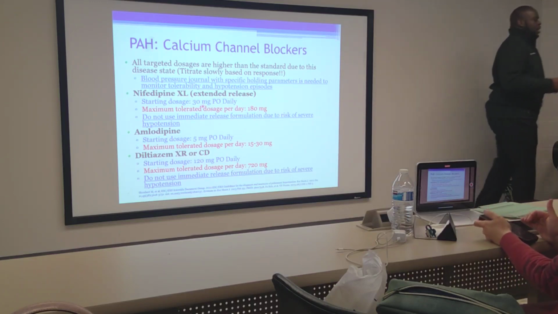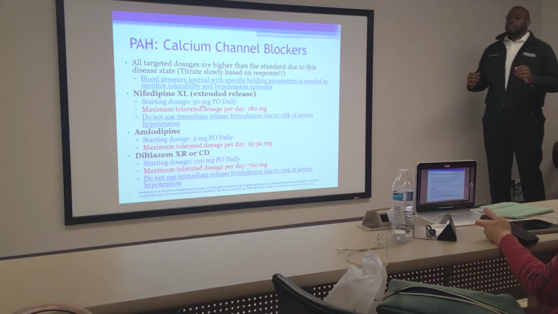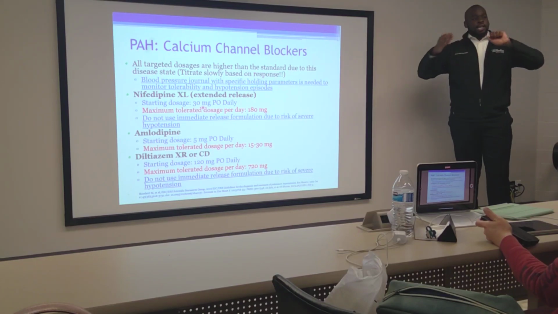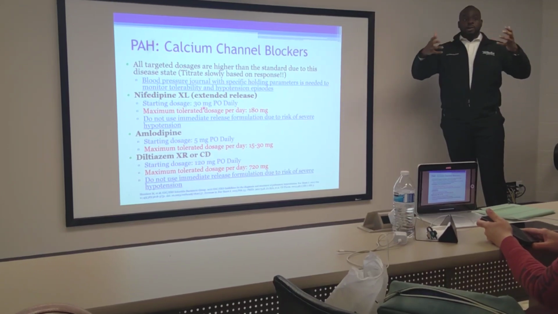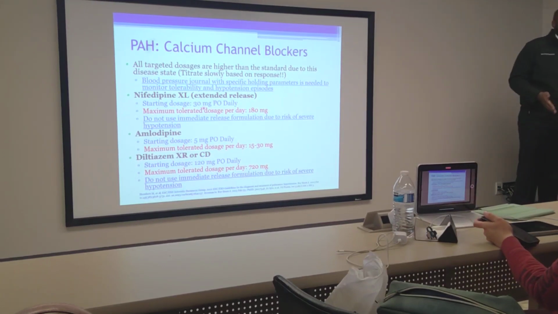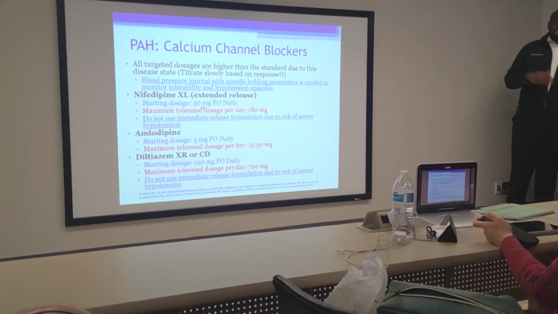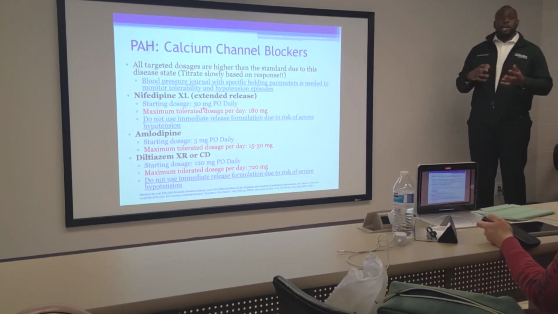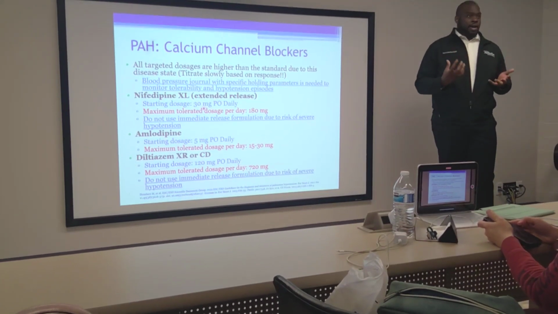So with that, know that all your target dosages are higher than the standard due to this disease state. Even though it's causing systemic vasodilation, we're trying to give enough medication to that patient that it leaks over to the pulmonary vasculature to create the vasodilation we're looking for, since they're a responder to their vasoreactive test. So we have to titrate very, very slowly based on the response, because we're going to high dosage here. These patients usually have a blood pressure journal at home with specific holding parameters for that reason. That way we can monitor the tolerability as well as the hypotension episodes they may experience, because that will determine if they tolerate it or not, and if they tolerate it fine, we can start up-titrating the dosage at that point.